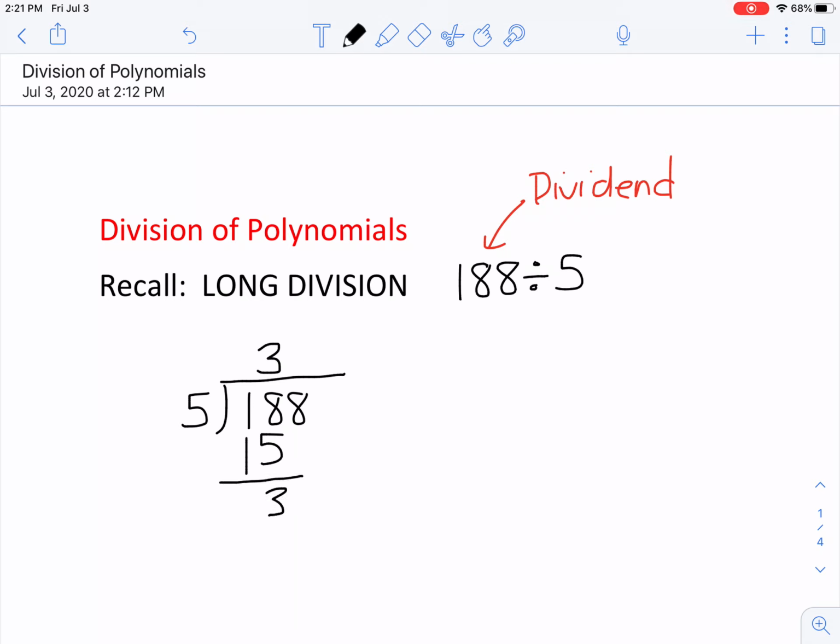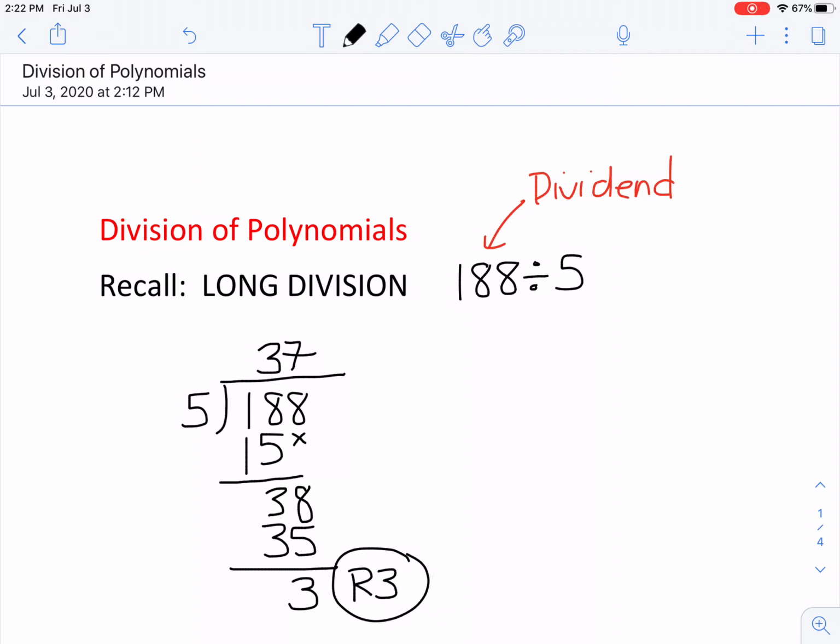So subtracting is the next step. And then we bring down the next number. So we bring down the 8, the next number in the dividend. And then the whole process starts again. So how many times does 5, the divisor, go into 38? Well, 5 times 7 is 35. And then again, we subtract and we end up with 3 left over, and that's all we can do. So the remainder here is 3.